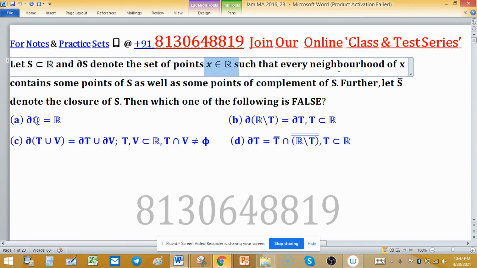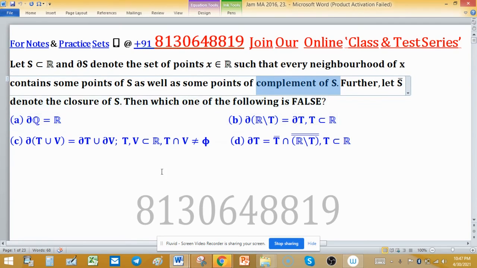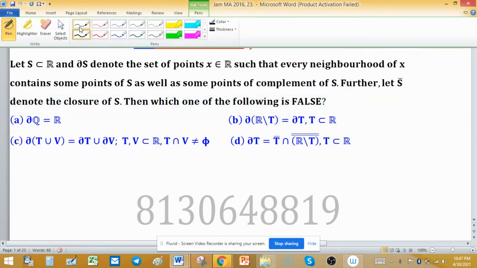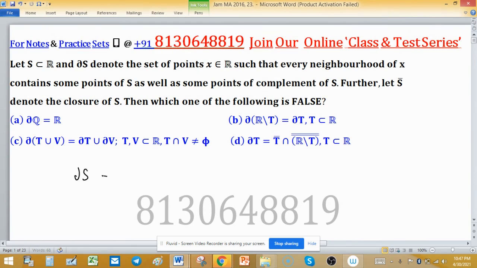Let S is a subset of R and ∂S denote the set of points which are real numbers such that every neighborhood of x contains some points of S as well as some points of the complement of S. It means ∂S is that set which contains some points of S as well as S complement in every neighborhood. So this set is nothing but the boundary set or boundary points.